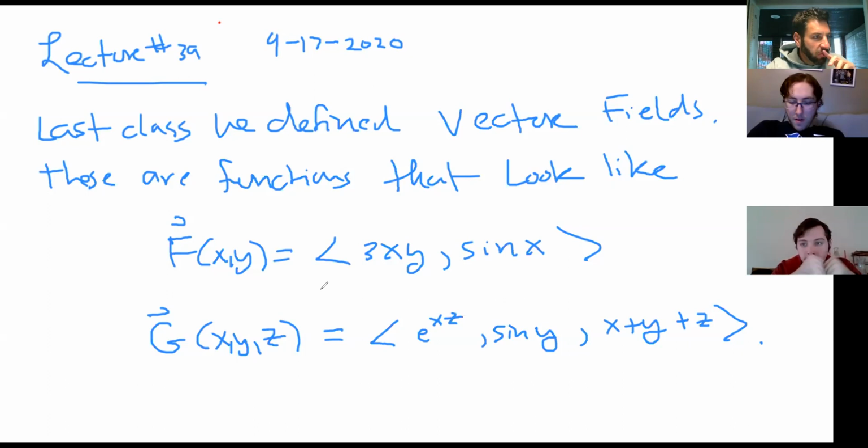What I just wrote on this board is just two vector fields. There's nothing remotely special about them; I just made them up in my head right now. So we tried to give you some realistic examples last class.